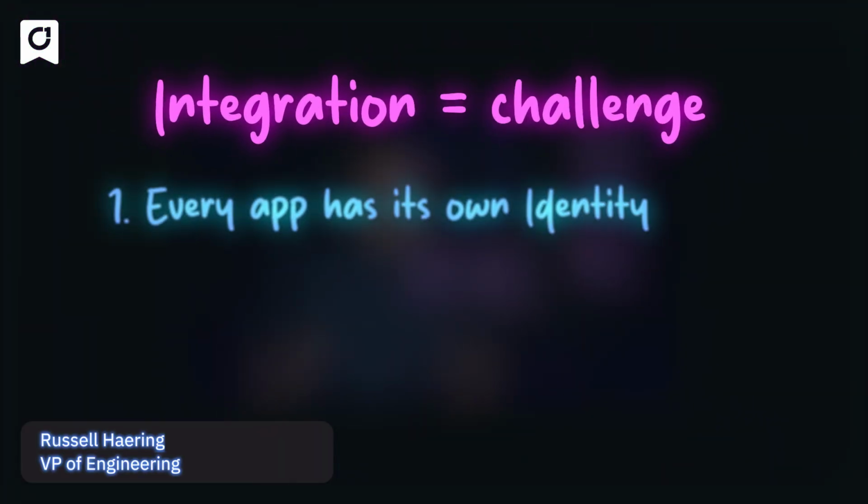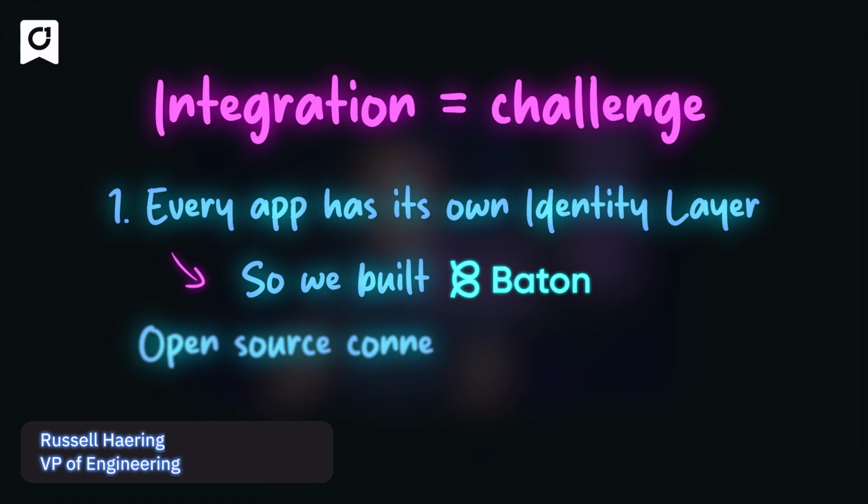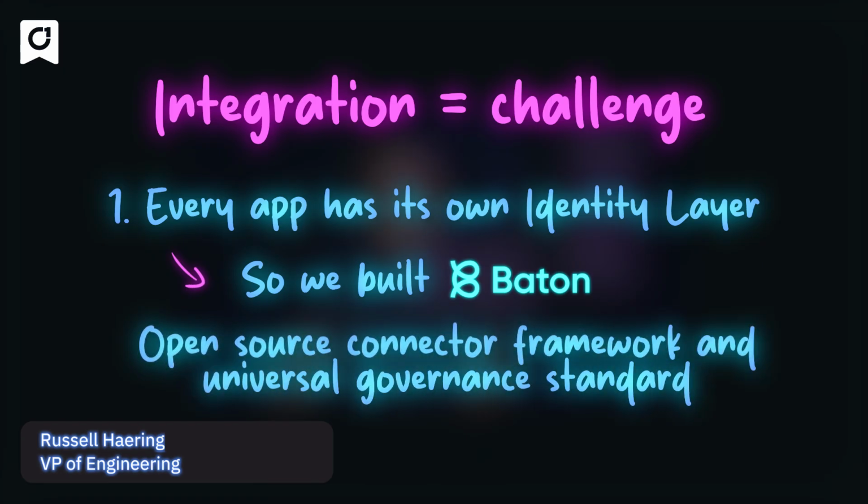Integration is one of the biggest challenges in identity security for two main reasons. The first is that every application has its own identity layer. There is no standard protocol. To solve that, we built Baton, our open source framework for building identity security connectors. Baton provides an abstraction layer that can model every application.